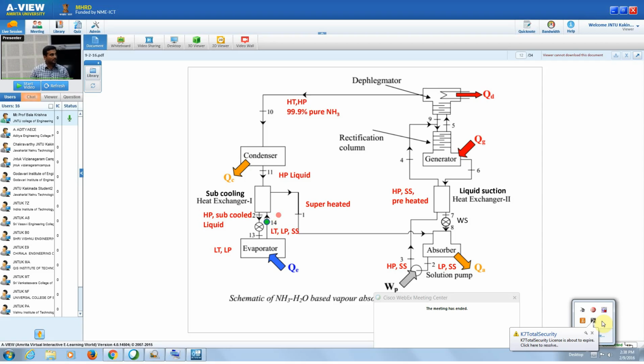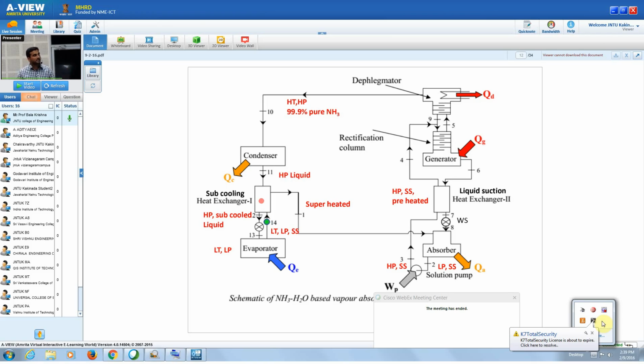At this particular point, the vapor that is coming out of the evaporator will be at low temperature, low pressure, and it is a strong solution. Strong solution means the maximum percentage of the solution is refrigerant. That's why it is called a strong solution, indicated as SS. LT means it is at a lower temperature, and LP, a lower pressure. Then it goes into the first heat exchanger.